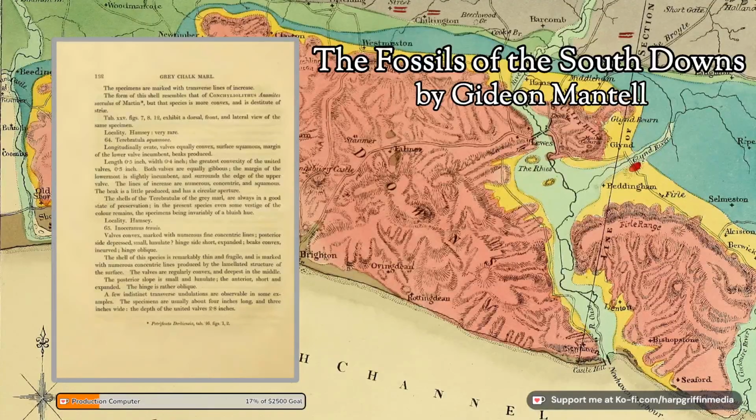The shells of the terebraculae of the grey marl are always in a good state of preservation. In the present species even some vestige of the color remains, the specimens being invariably of a bluish hue. Locality: Hamsey.